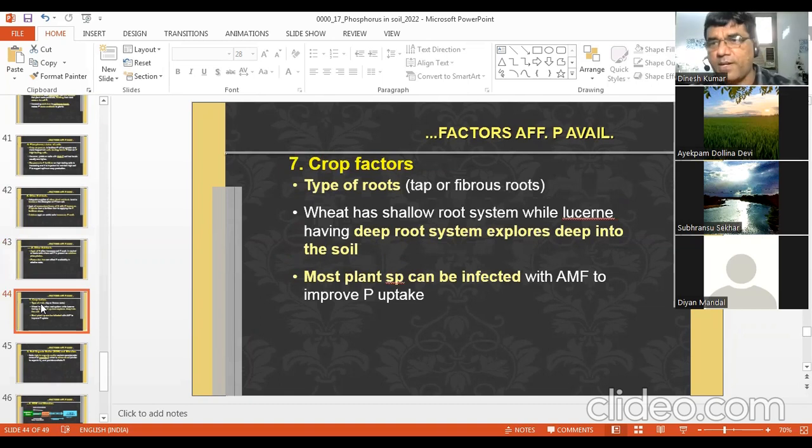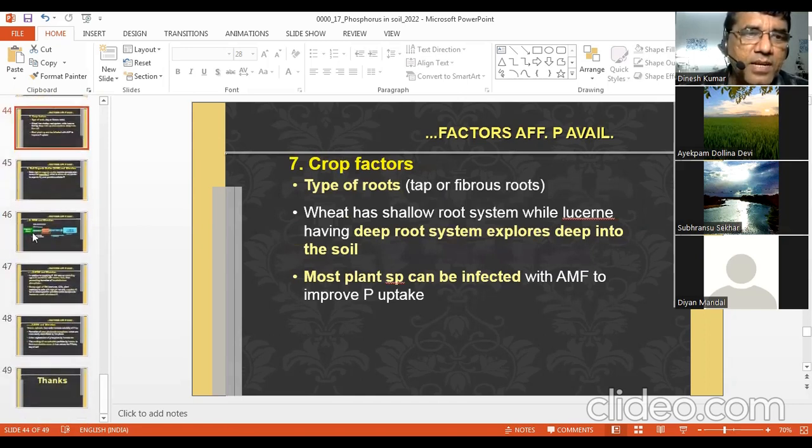Now, certain crop factors also affect the availability. Type of roots, tap or fibrous roots. Wheat has a shallow root system, while lucerne has a deep root system that explores deep into the soil. So the larger the root growth, the better the P uptake. And also solubilization. Most plant species can be infected with AMF. The role of AMF is already described to you.